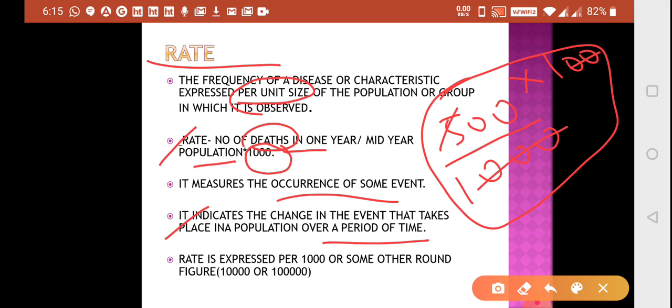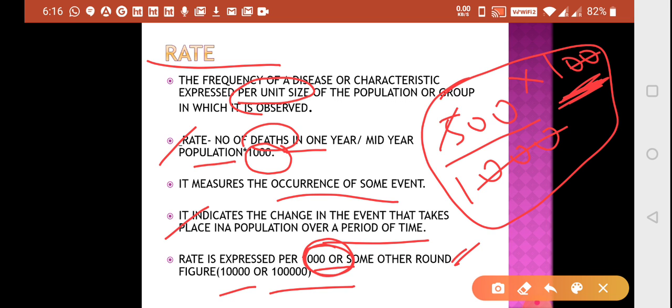And rate is expressed as per 1000 minimum, and it can be multiplied by 10,000 or 1 lakh, whatever. So it is taking a unit, how much is happening per 1000. So it is taking some unit to express, like in percentage we take per 100, here there is a unit per 1000, per 10,000, per 1 lakh, and it is expressing how much this thing is happening per 1000, how much per 1 lakh. You will not take it as 100, minimum it's 1000.